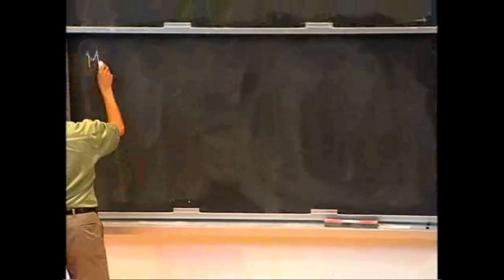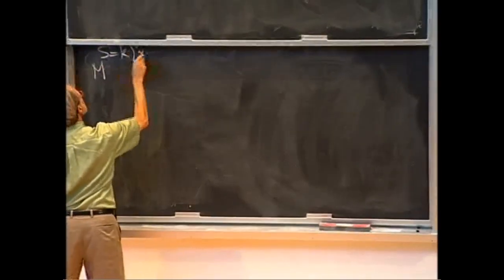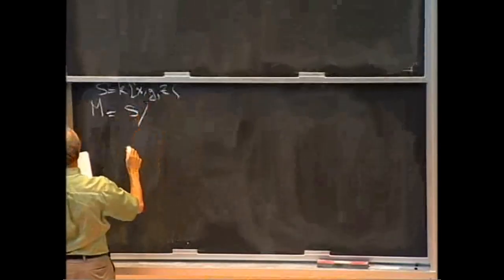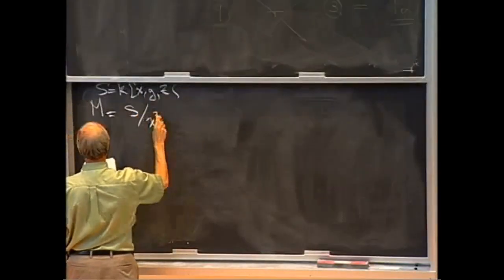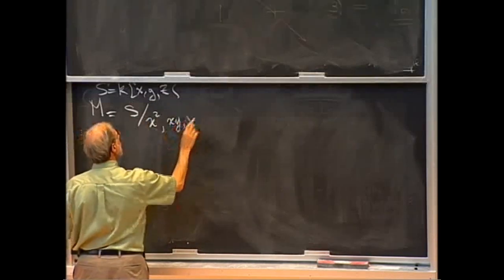So I'm going to take M, polynomials in 3 variables, first of all, S = k[x, y, z]. M is going to be S modulo (x squared, xy, and xz squared).